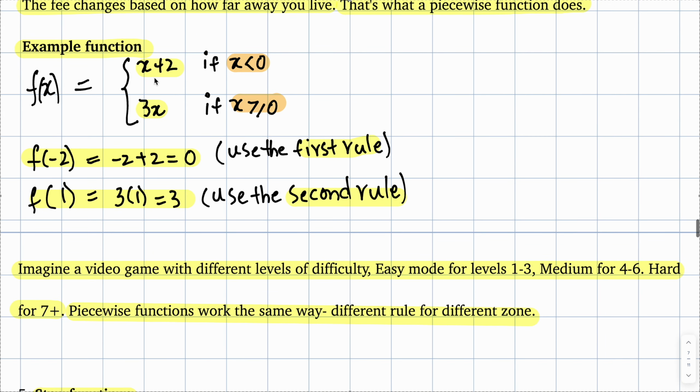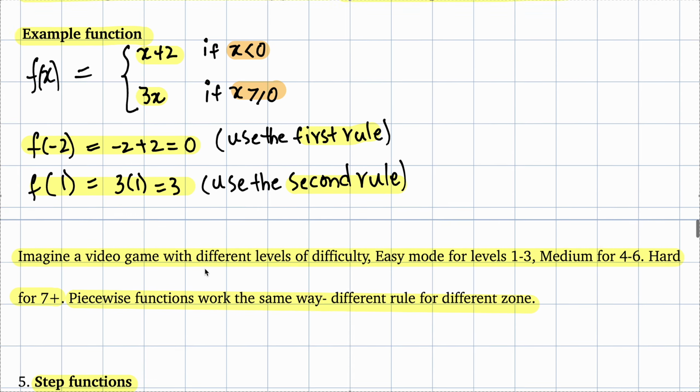Here's an example function. x plus 2 if x is less than 0, and 3x if x is greater than or equal to 0. Using the first rule, let's say we want to find the value of f of negative 2. Where does that go here? Negative 2 is not greater than or equal to 0, so it goes here, where it's less than 0. That's true. So it's going to be negative 2 plus 2 is 0. And if we want to find f of 1, it's just going to go here. So 3 times 1 equal to 3.